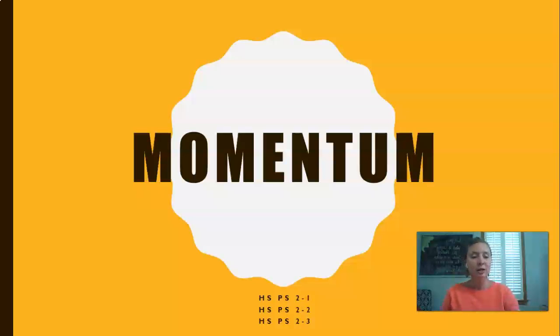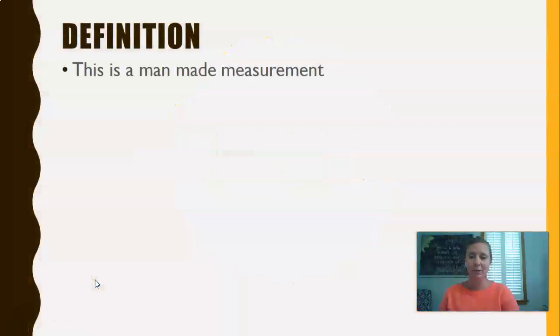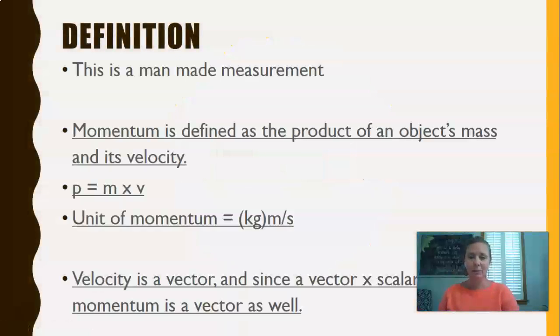So make sure you get out your notes today. Please jot down everything that's underlined, just as always. And let me pull this up for us here.